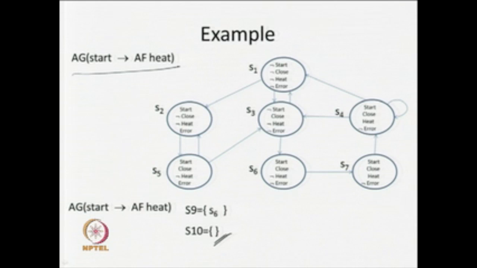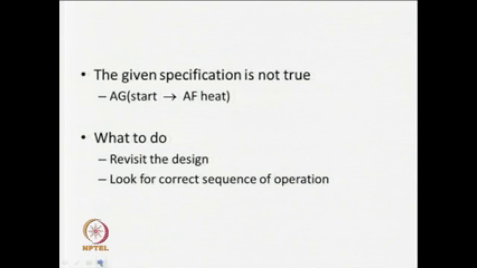But if you look into this model, up to some extent we will find that this design is somewhat correct, because the designer will convince us of it, but my model checking algorithm is saying that it is not correct. Now, either I have to revisit it or can I do something else? Now, we are going to look into that particular issue. Either we can revisit our design or we can look for a correct sequence of our operation.